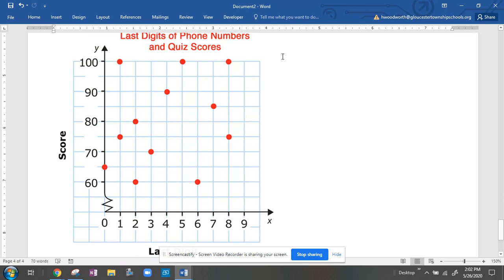All right, so that is our quick introduction. I hope that helped you understand where we're headed with scatter plots and bivariate data.